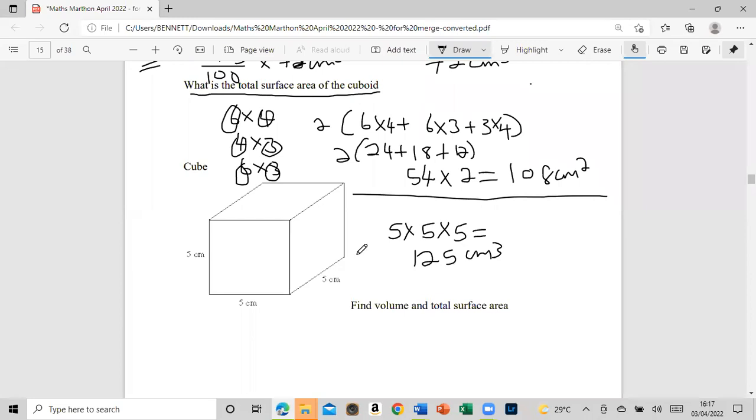Volume is the area of the base times the height. But the base is going to be a square, which is 25. And then we times it by the height. And that's it. What about the total surface area? How many sides does a cube or a die have? That's 6 sides, right? What's the area of one of the sides? 25. So let's multiply 6 times 25. 150 centimeters squared.